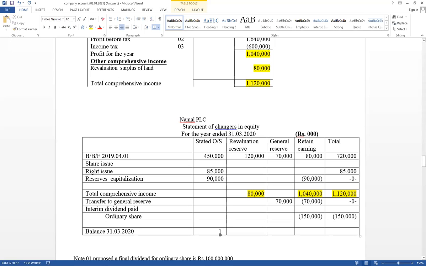Therefore, share capital equals 625,000. And revaluation reserves total amount equal to 1,000. Take total value here. General reserves total value equal 140,000. Retained earnings, think about.